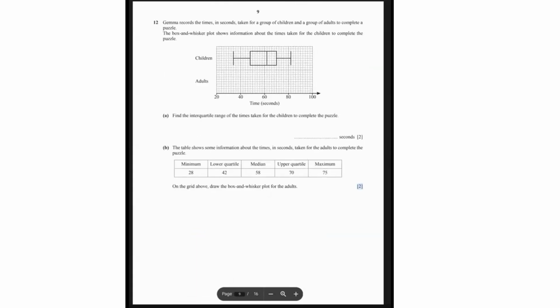Question 12, box and whisker, cumulative. Gamma records the time in seconds for a group of children and a group of adults to complete the puzzle. Box and whisker, blah, blah, blah. Find the interquartile range of the times taken for the children to complete the puzzle.